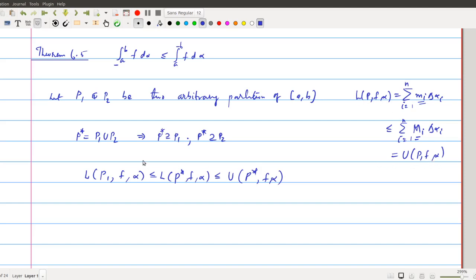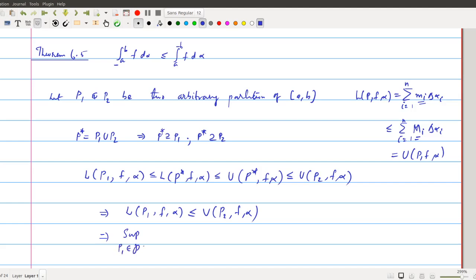So here we have L(P*, f, alpha) less than or equal to U(P*, f, alpha), which is less than or equal to U(P2, f, alpha). Clear? Because P* is a refinement of P2 as well. Now we combine the first and last terms, and we get L(P1, f, alpha) less than or equal to U(P2, f, alpha).